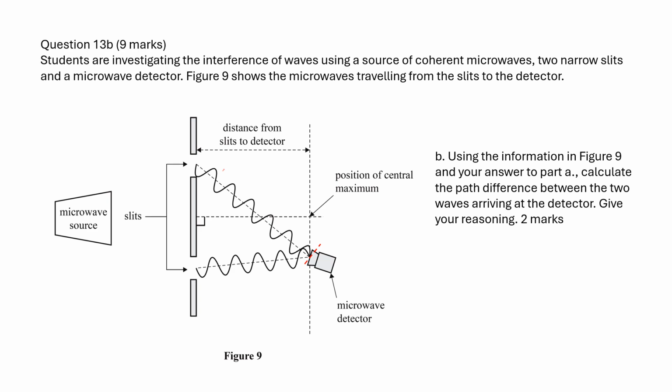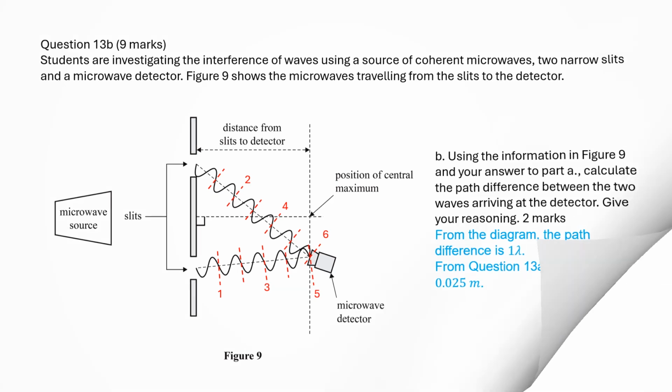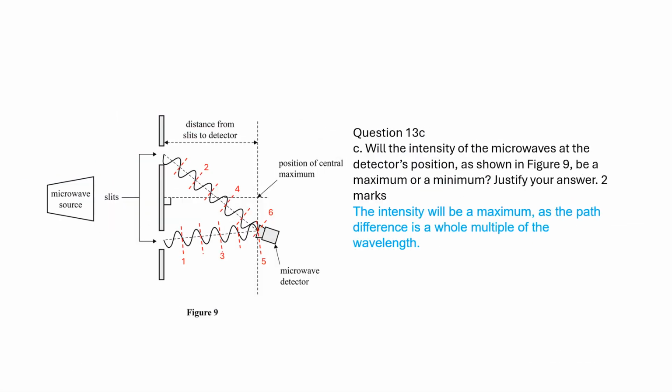The up pathway has 6 waves, and the down pathway 5 waves. So, the path difference is 1 wavelength. From part A, we know that the wavelength is 0.025 meters. So, the answer is 0.025 meters. Since the path difference is 1 wavelength, a whole multiple of the wavelength, the intensity will be a maximum.